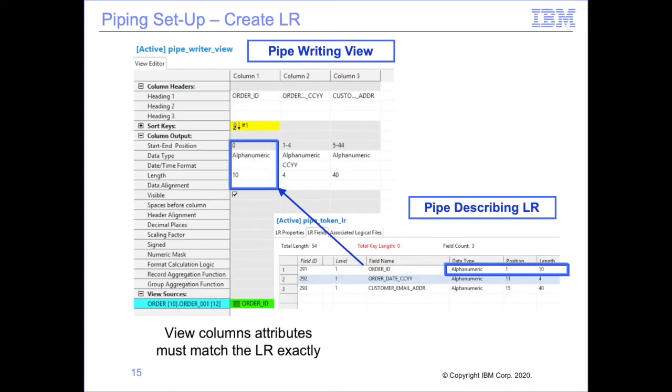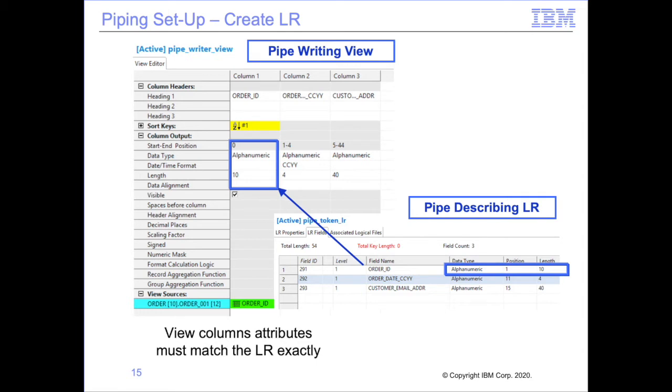The next step is to create the LR for the pipe reader views to use. The LR used for views which read from the pipe must match exactly the column outputs from the view or views which write to the pipe. This includes data formats, position, lengths, and content. In this example, column 1 of the view, order ID, is a 10-byte field that begins at position 1. In the logical record, this value will be found in order ID field beginning at position 1 for 10 bytes.